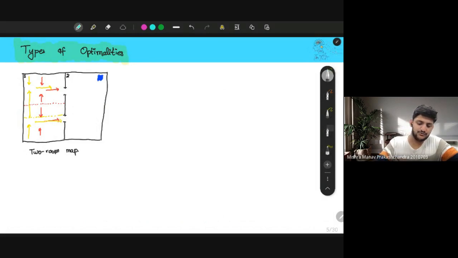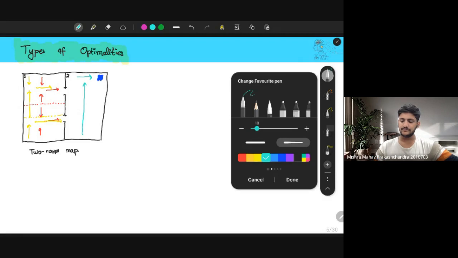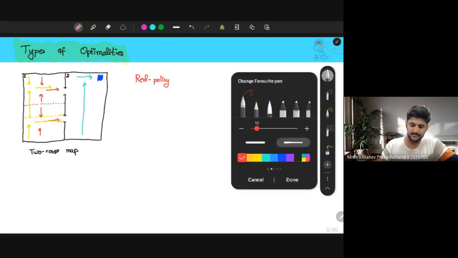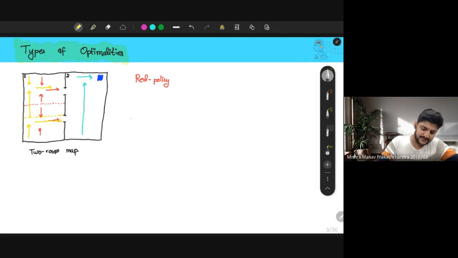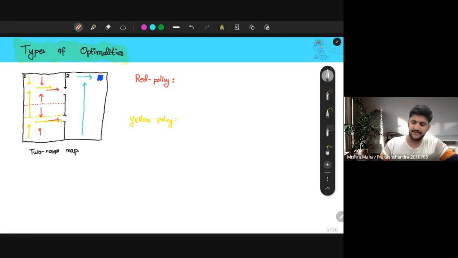Once we are here in room two, to reach the goal, the policy is always this side. Okay. And if I'm here, I just move to this particular side. Now the question is, we want to look at the optimality. So which policy here would be optimal? We have two different policies. One is the red policy, and the other is the yellow policy, right? So let's differentiate what these two policies have to offer, and how we define the notion of optimality here.